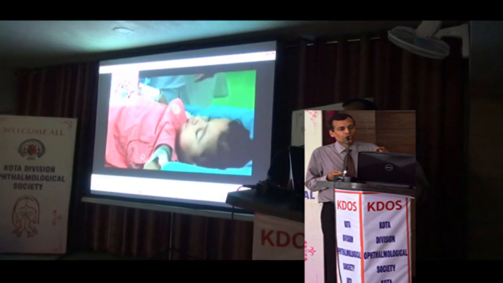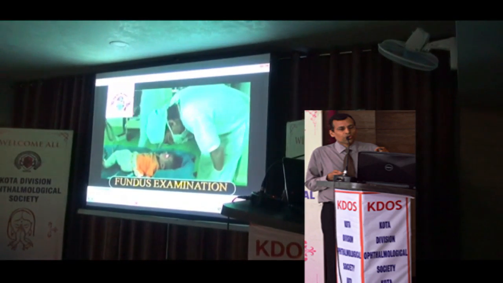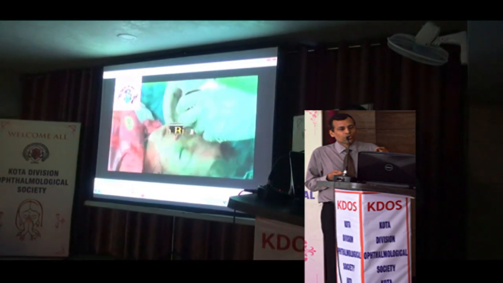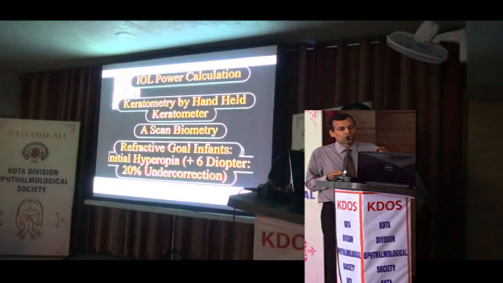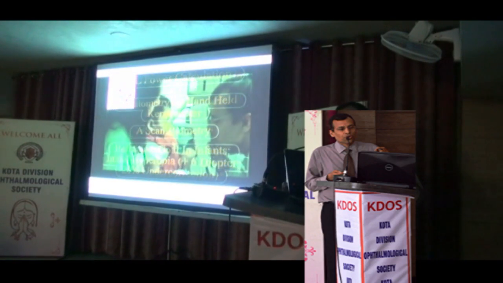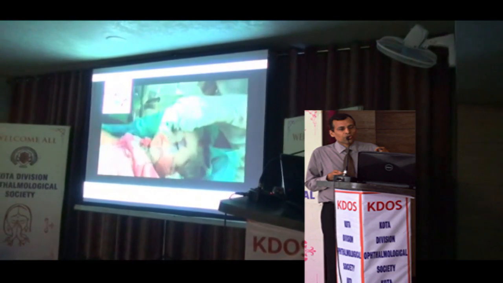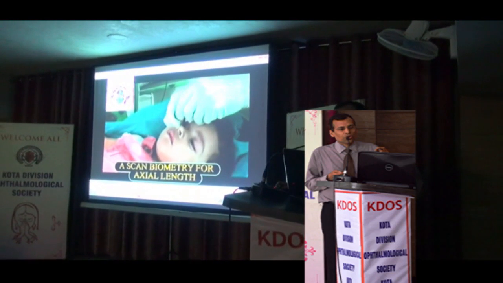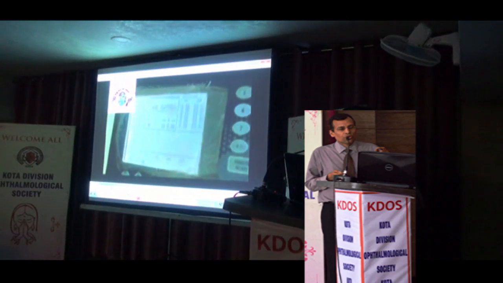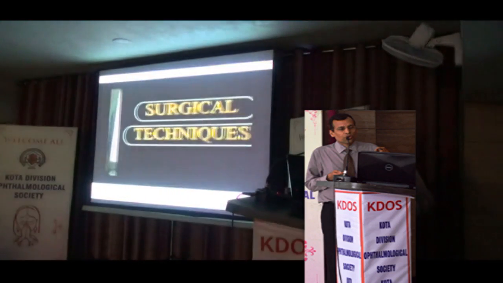Whenever any child comes to you, before deciding the treatment plan, always perform a thorough EUA, or examination under anesthesia, because with this EUA you can examine the corneal diameter, calculate the lens power, do the biometry, see the optic nerve, and record the intraocular pressure. One of the most important challenges in these children is taking precise K readings and the lens power, axial length measurement. To do that, we can use a handheld keratometer, and we can use A-scan biometry.